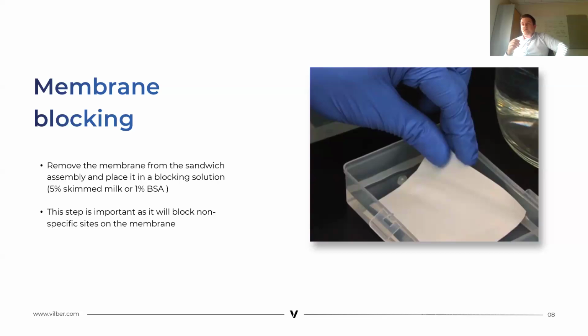You can use 5% milk in TBST, or 1% BSA. But to be honest, milk is economical and works well in many, many cases. And BSA can be used for phosphorylated proteins. But the most important thing is to block the membrane to reduce background and improve specificity.